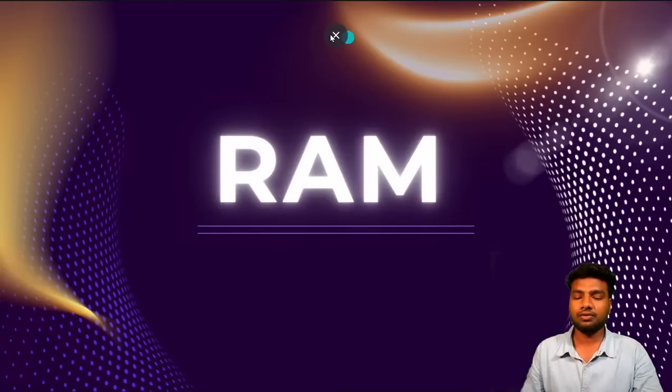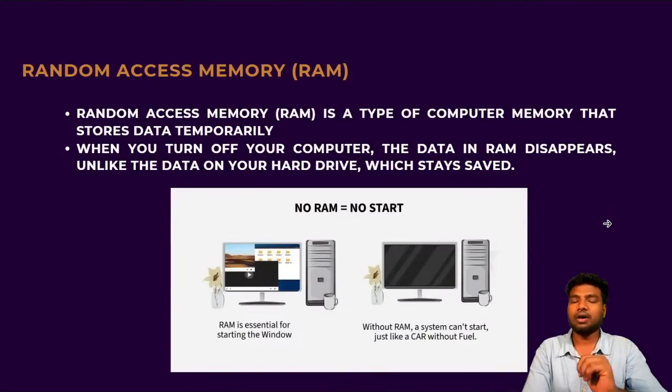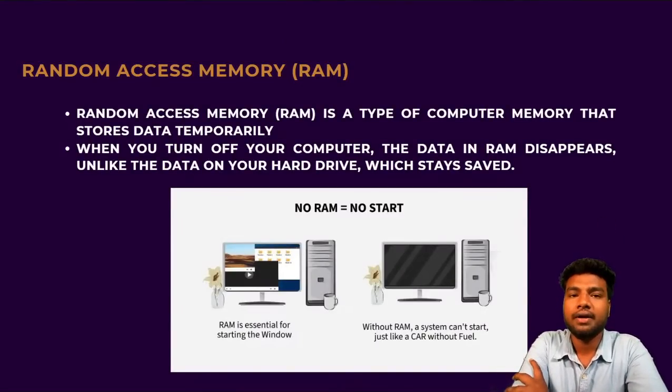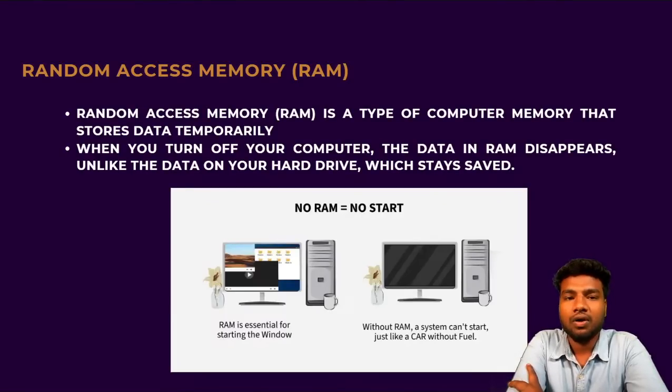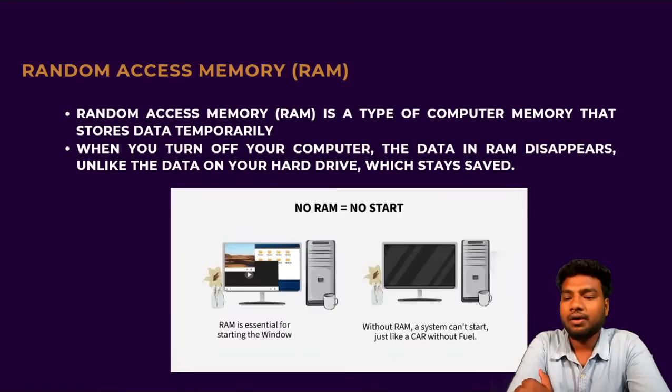So we'll go to the RAM. RAM is random access memory. It is volatile in nature. Volatile means it stores the data temporarily; when you switch off your computer, it will erase the data. So this is RAM. RAM is mainly used as computer storage for temporary memory.